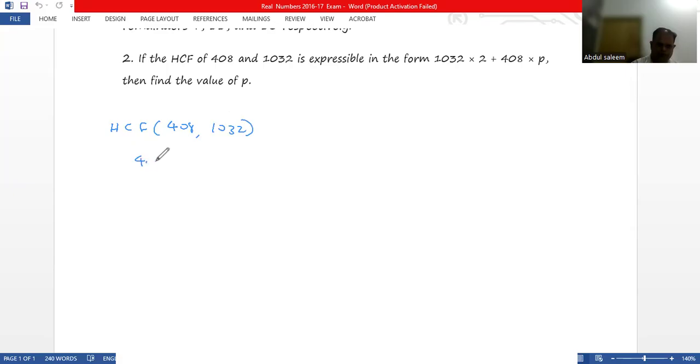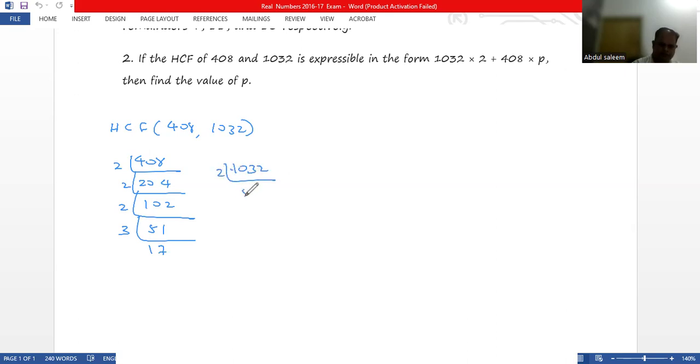So 408, if you divide with 2, is 204. Again divided with 2, 102. Again divided with 2, it is 51. 5 plus 1 is 6, which is a multiple of 3, so it is divisible by 3. So it is 17. And 1032 is divisible with 2.